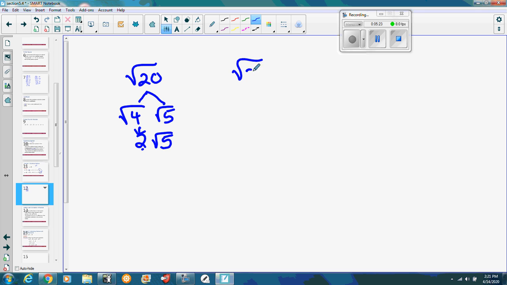So let's say I want to do radical 27. So that would be 9, always put the perfect square first, and 3.